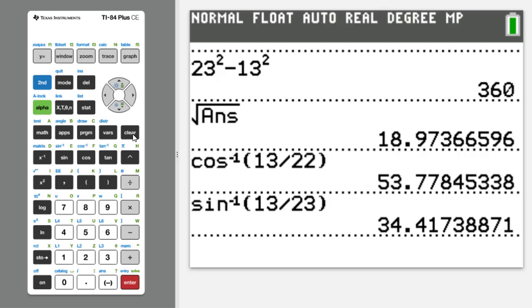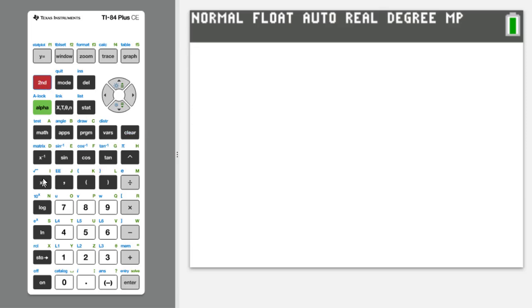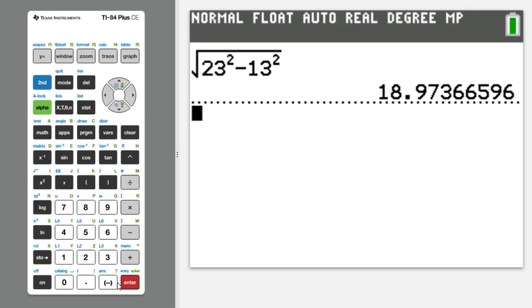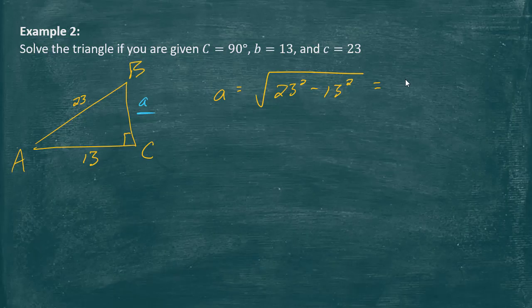And if I bring that into this situation, I've got the square root of 23 squared minus 13 squared. Press enter and it gives us a value relatively close to 19. So let's round that to 19 units for this one. And again, if we actually had specific context that provided a type of unit, such as inches or feet, we'd make sure to include it on that answer as well. But with this one just being a generic, like here's some side lengths, no units necessary, we can just leave it as that value.